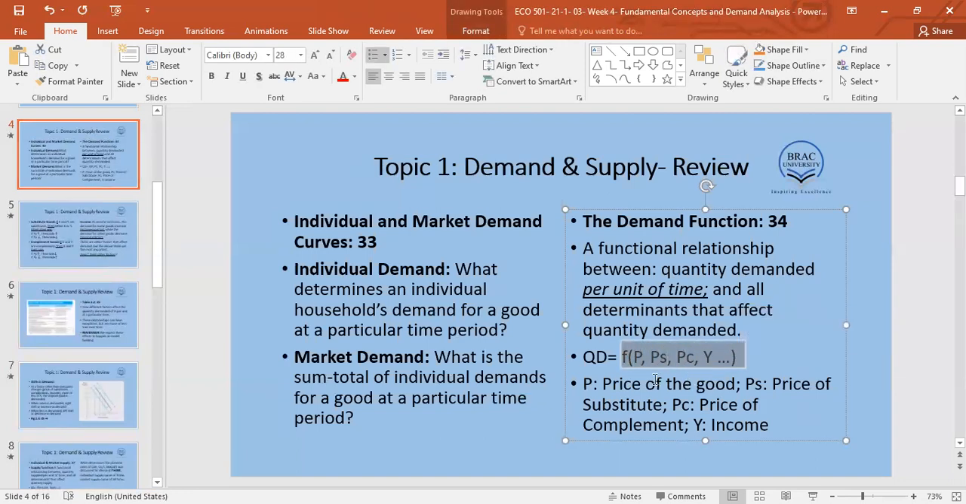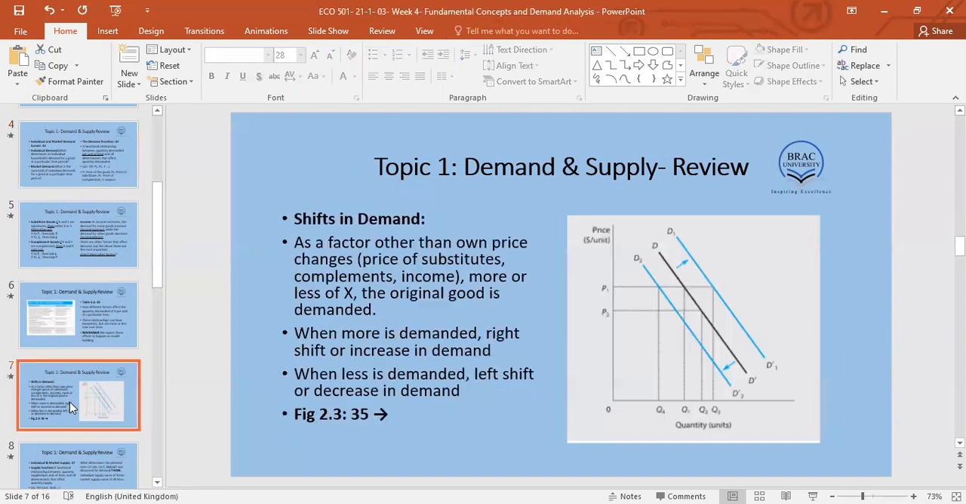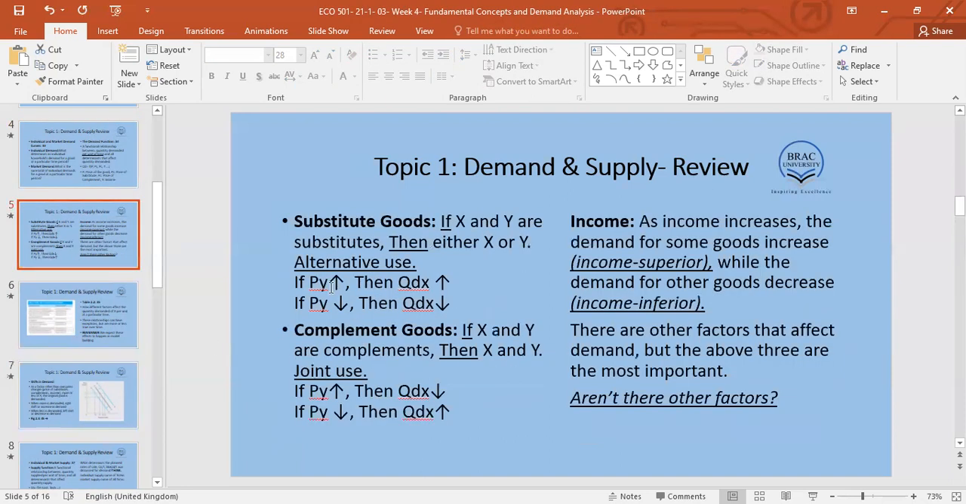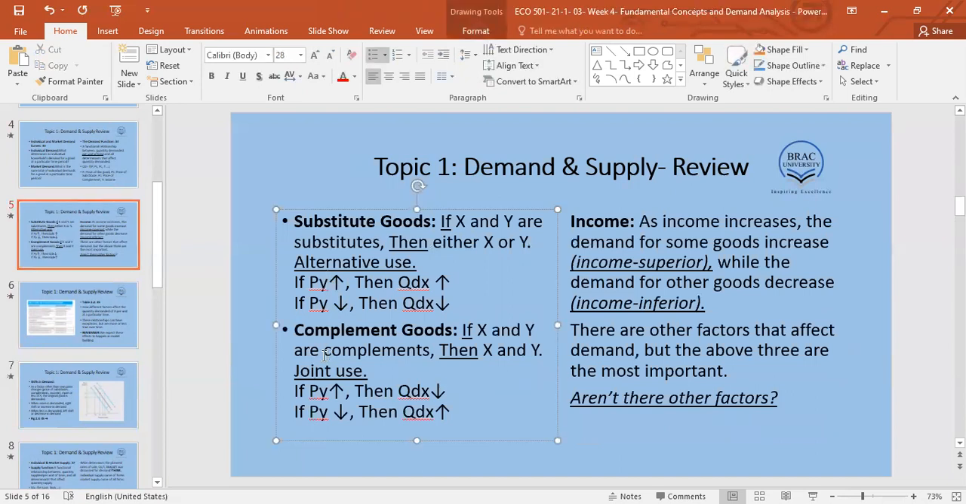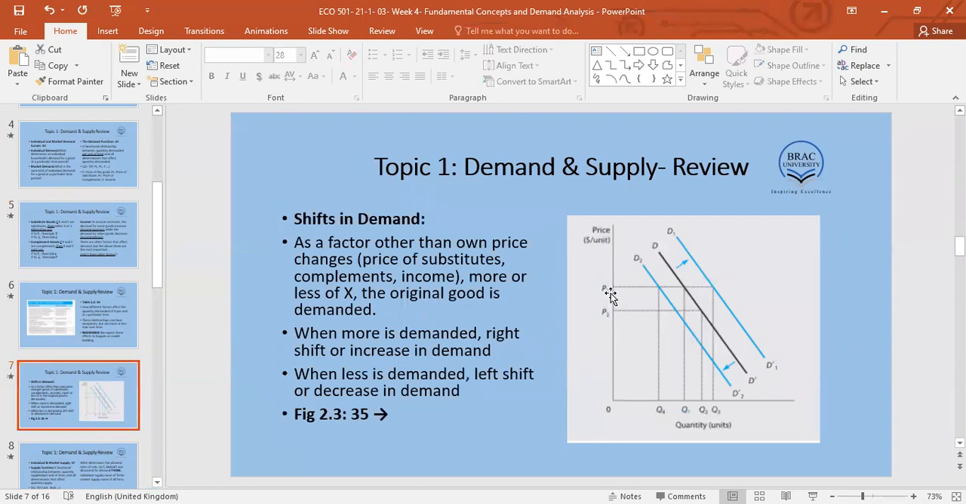Let's get back here. We said that the main commodity that influences our demand for a good is the commodity's price itself. Okay, so this is P. So other than the commodity's own price, what influences demand? Let's get back to this relationship. If the price of the substitute increases, our demand for the original commodity increases. The price of the original commodity has not changed.